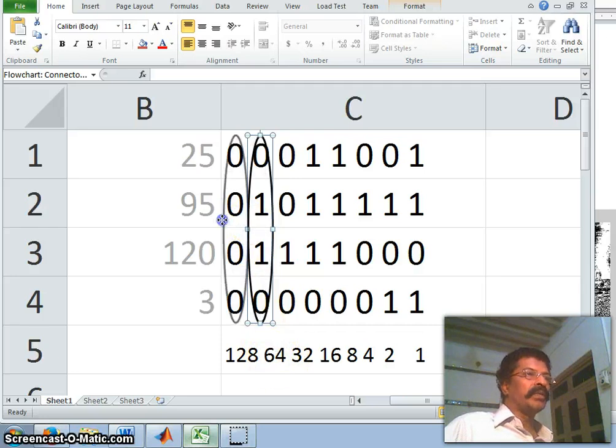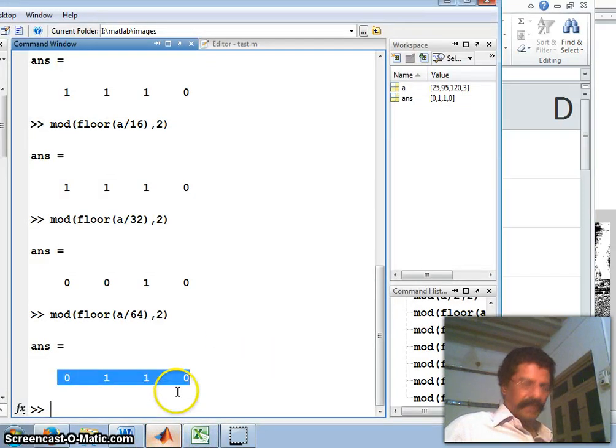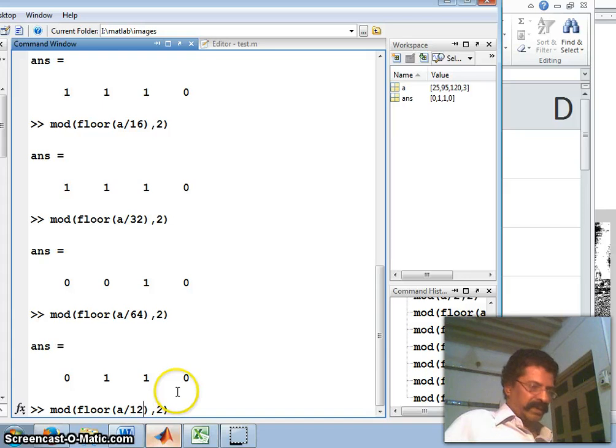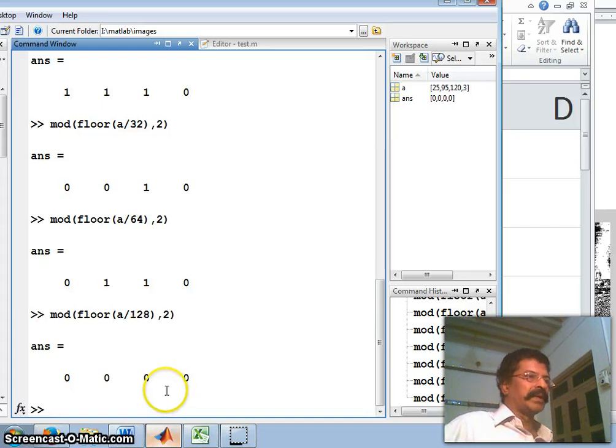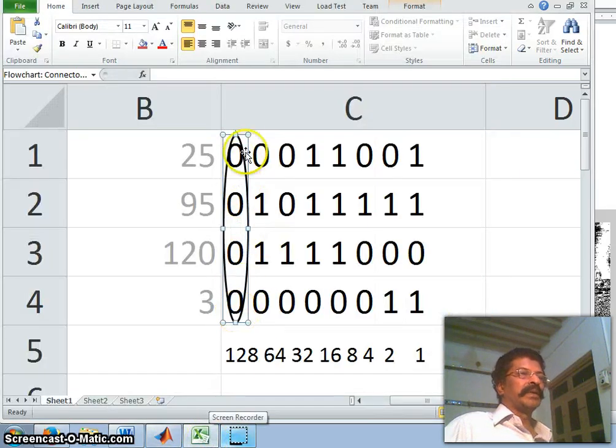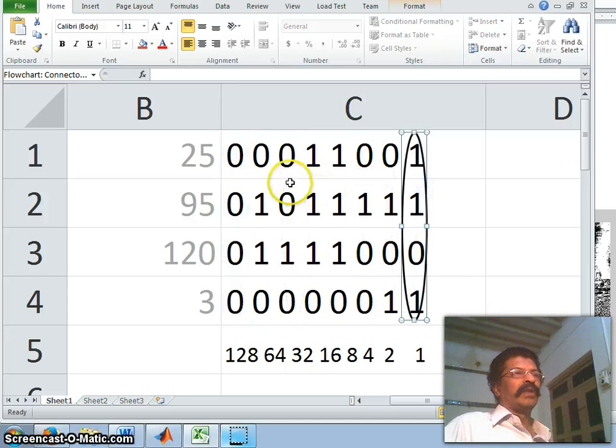How can I extract the most significant bit? I have to divide by 128. Let us divide by 128 and take the remainder. Yes, I am getting 0, 0, 0, 0. That is what my most significant bit is. My most significant bit is very important and my least significant bit is not at all important. Now we shall chop these 8 bits into B0, B1, B2, B3, B4, B5, B6, B7 and plot these independently.